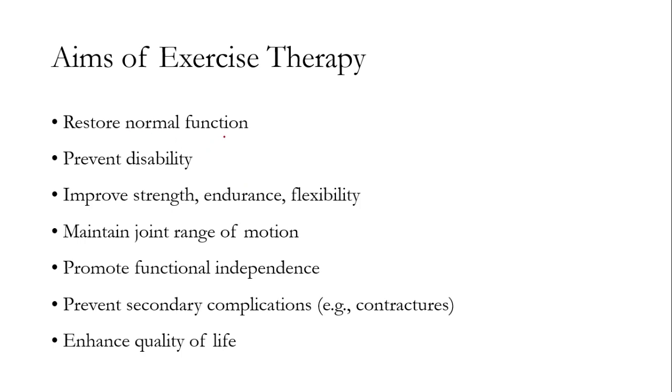The primary aim of exercise therapy is to restore the normal function. This could mean regaining walking ability or recovering any movement after a stroke, okay, post-stroke recovery. We also aim to prevent disability. For example, preventing contractures in a bedridden patient, and also we want to improve the strength, endurance and flexibility, and also joint range of motion, which means overall physical qualities, right?